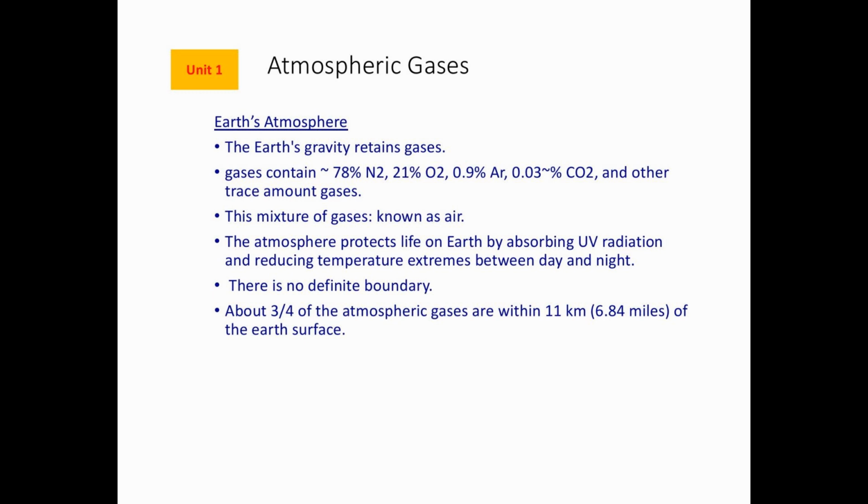We call it air. The atmosphere protects life on Earth by absorbing UV radiation and reducing the temperature extremes between day and night, so it won't be too hot or too cold. Roughly 3/4 of the atmospheric gases are within 11 kilometers of the Earth's surface.